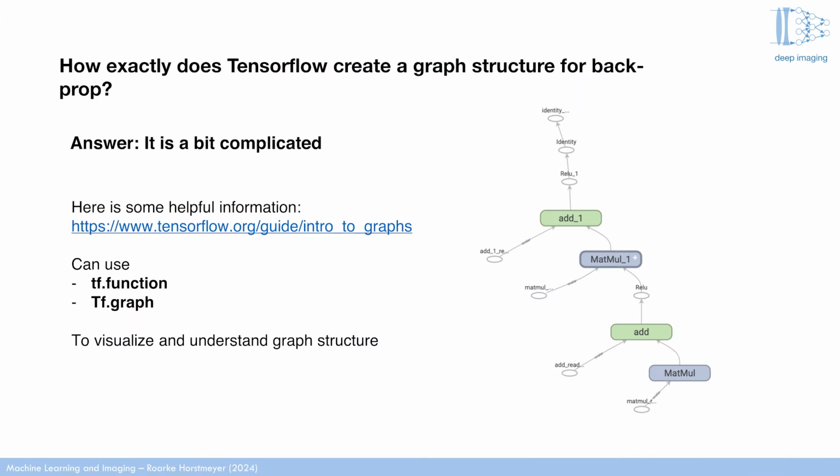Okay, and so how exactly does TensorFlow create a graph structure for backprop? So this is relating to the question we just had. It's complicated. I had detail on this, but then TensorFlow changed what they were doing, and so then I decided not to include those details in this lecture too much. But there is a whole guide to these graphs at this link, TensorFlow's guide. If you're really interested in this, go check it out.